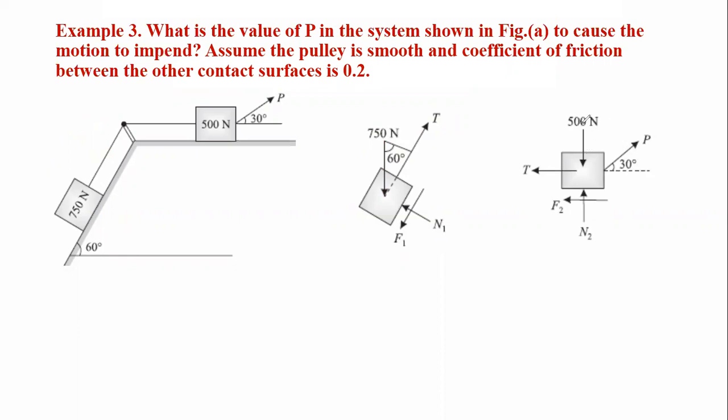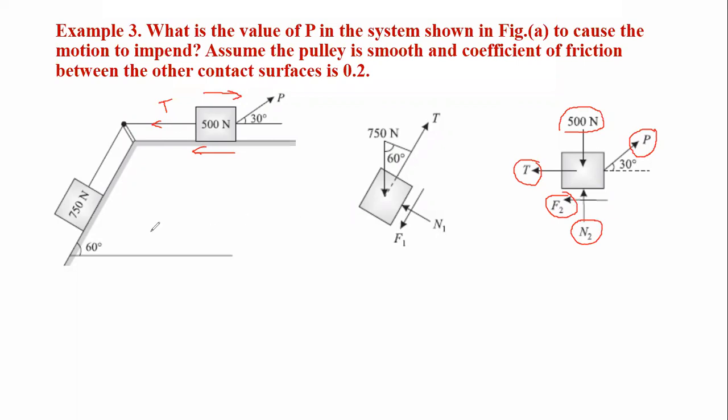Now the free body diagram of the 500 Newton block. Here the self weight passes through the CG of the block. In this string, the tension developing is T, shown over here. The external load P, which makes an angle of 30 degrees with the horizontal, is shown here. This block is trying to move in this direction, so the friction force will develop in this direction. That's why F2 is shown in this direction, and the normal reaction N2 is vertically upward.